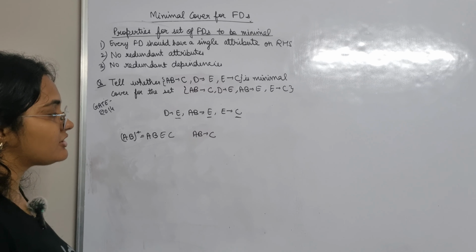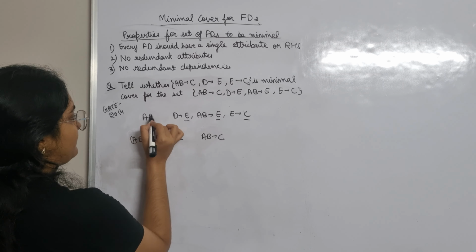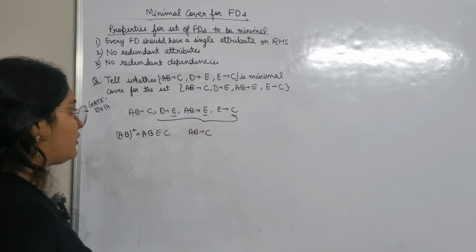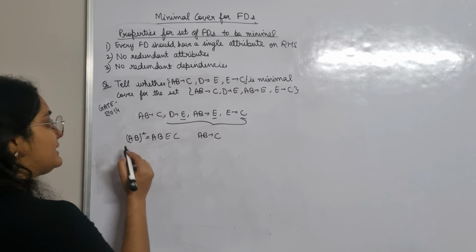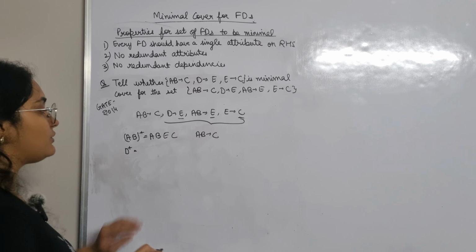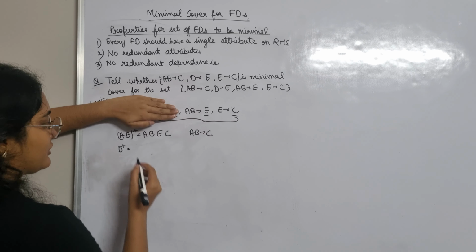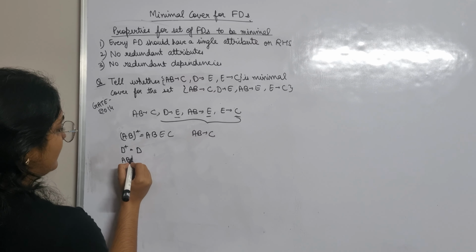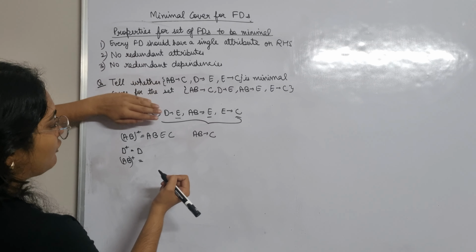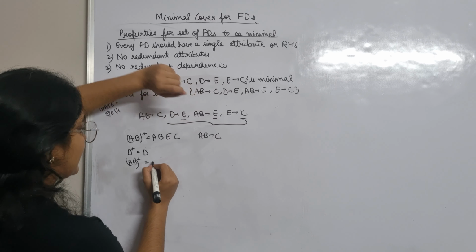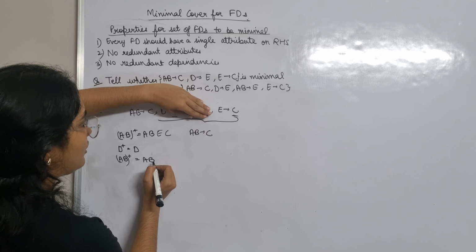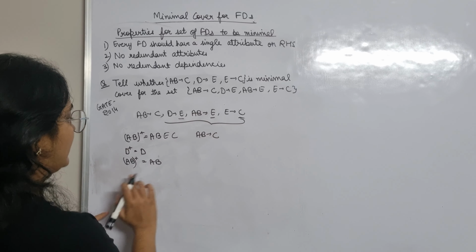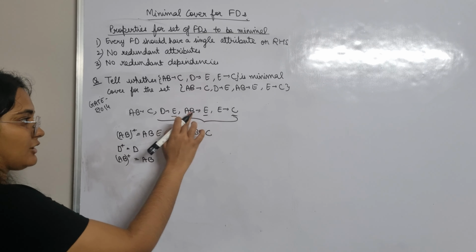Sorry, I removed the question only. I should not remove this. Okay, so this is the set that we have as of now. Now let's see if any of these functional dependencies can be removed. Let's find D plus without taking this functional dependency into consideration. Can D determine anything else? No. Now AB: if I remove this dependency, can AB determine E? AB cannot determine anything because D we don't have and E we don't have. AB can only determine AB. So this cannot be removed.